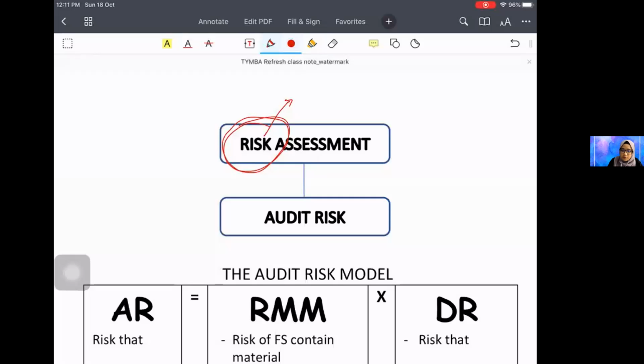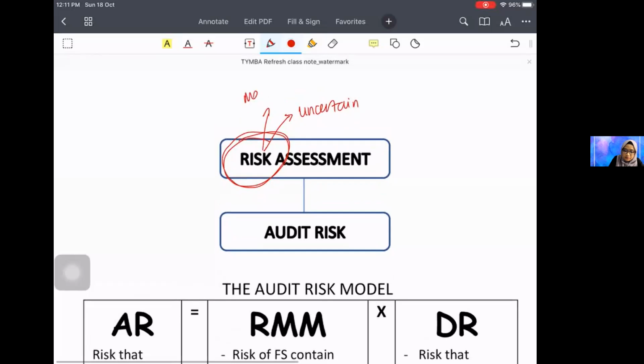When we talk about risk, we are talking about something that is uncertain. Something that is uncertain may or might not happen. And when we also talk about risk, it is something that is measurable. Measurable not in terms of percentages or figures, but maybe in terms of high, medium, and low.